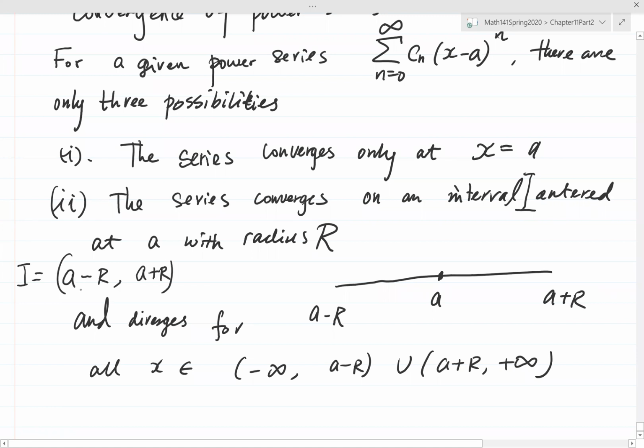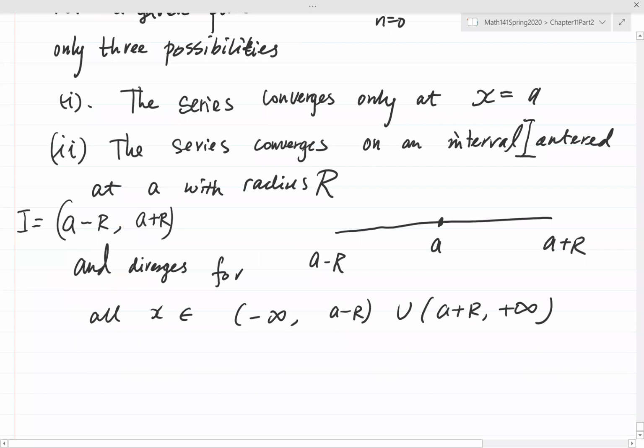Now you may ask what happens on the boundary, whether the series converges or diverges there. On the boundary anything can happen. It can converge on the boundary, it can diverge on the boundary. We will come back to this question later. There is a lot of subtlety on the boundary.